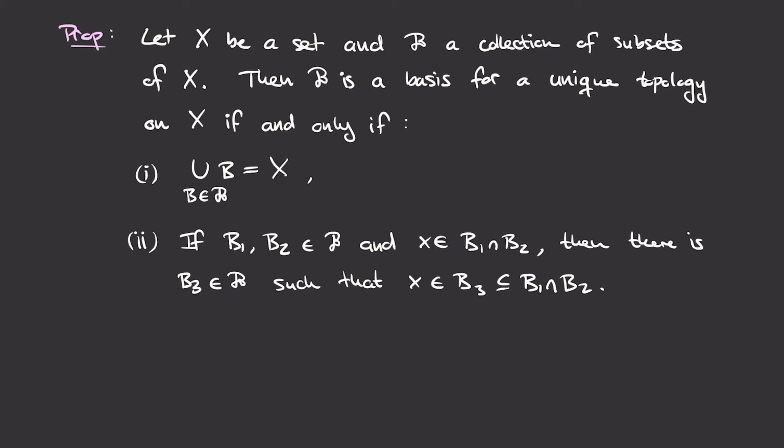The first condition says that X, so the entire space, needs to be the union over all the basis elements in B. And the second condition concerns the intersection of basis elements.